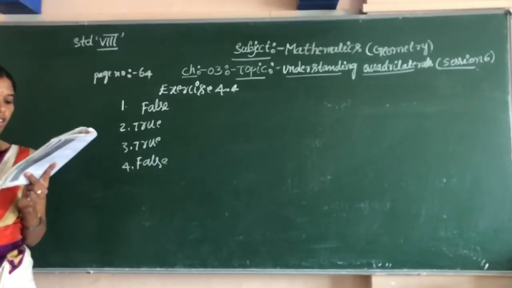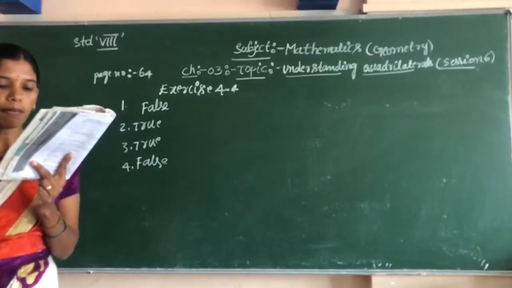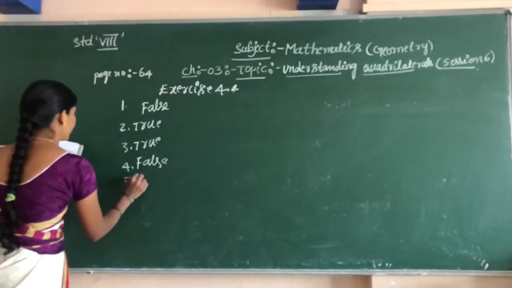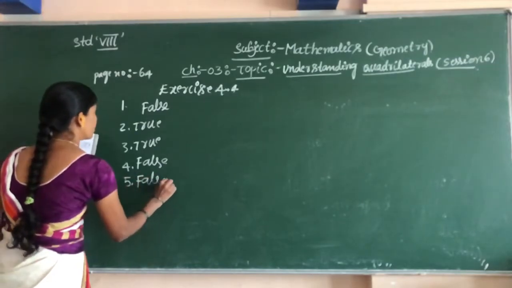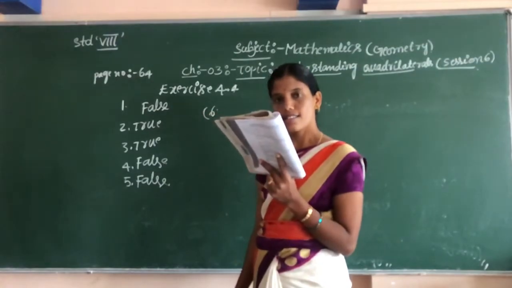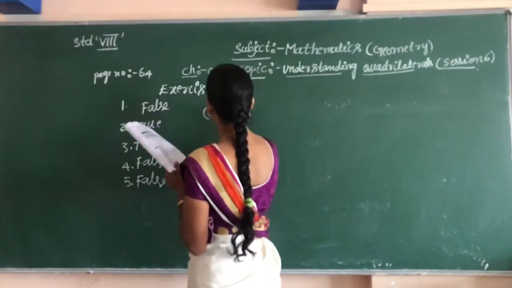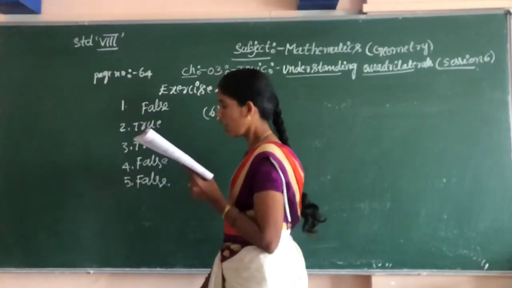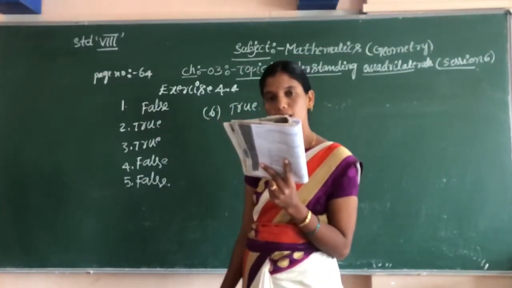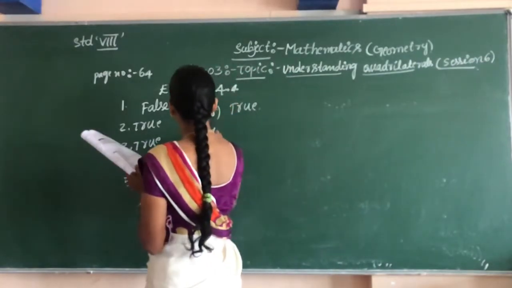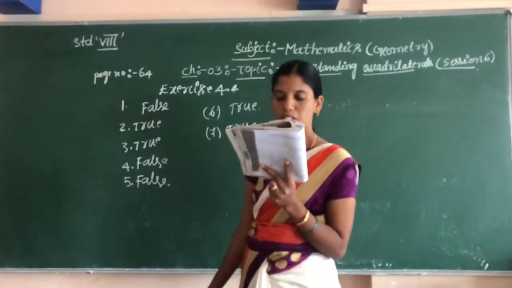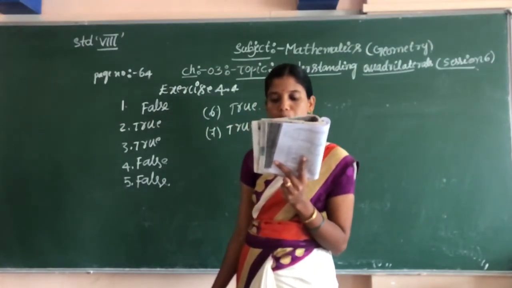Fifth: all kites are rhombuses. No, false. Sixth: all rhombuses are kites. Yes, this is true. Next, G: all parallelograms are trapeziums. Yes, true. Next, H: all squares are trapeziums. Yes, true.